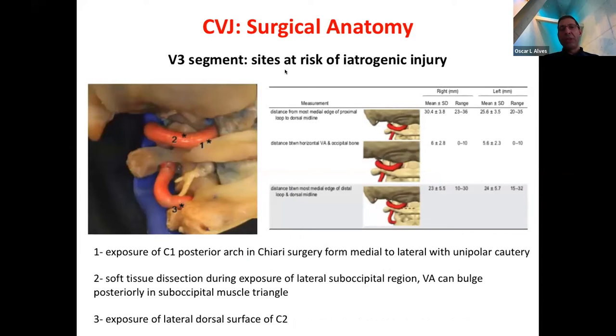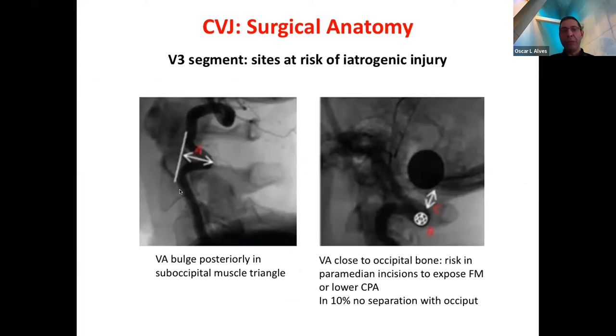So looking at V3, there are important sites of risk of iatrogenic injury of the vertebral artery. Whenever you are exposing the vertebral artery, even for a simple surgery, from medial to lateral with your unipolar cautery, you can damage the vertebral artery here in the groove. Also, when you do soft tissue dissection on the lateral suboccipital region, the vertebral artery can bulge posteriorly in this suboccipital triangle. And of course, when you work a little bit lower on the dorsal surface of C2, you also have the vertebral artery very close, and you have to be aware of that.